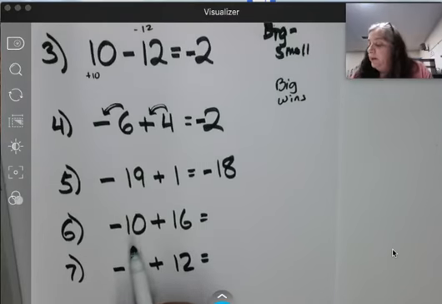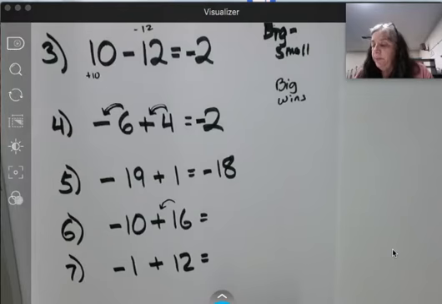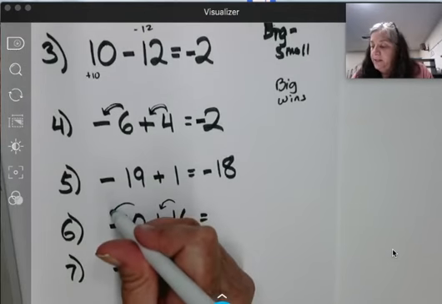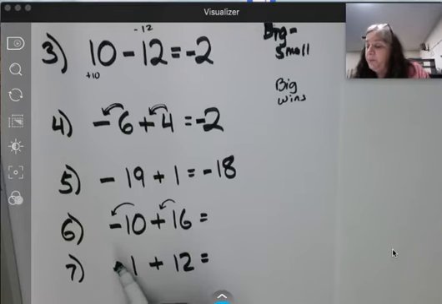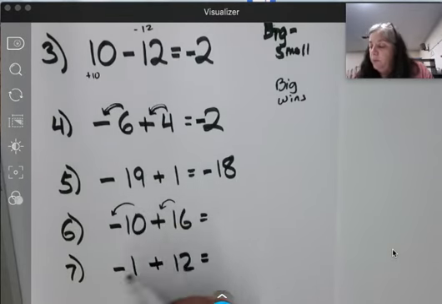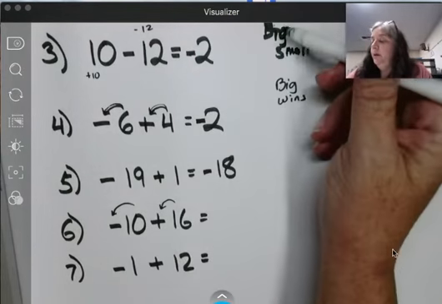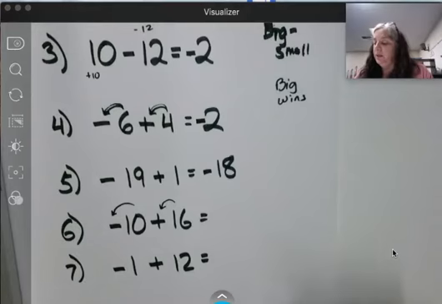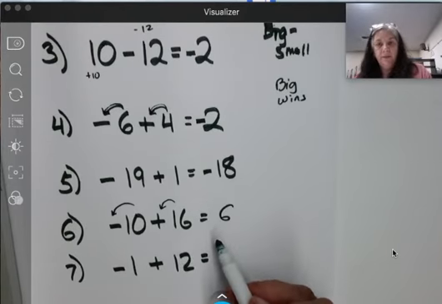So let's see. Negative 10 plus 16, clearly different signs. That's a positive on the 16. That's a negative on the 10. I don't care if it's a plus problem or a minus problem. All I care about is what sign is attached to each number when we're adding and subtracting. 16 minus 10, big minus small. That's 6. Which one is bigger? The 16, so my answer is positive. Boom.